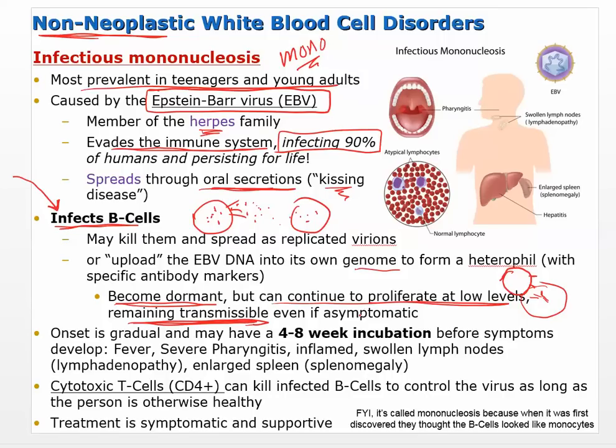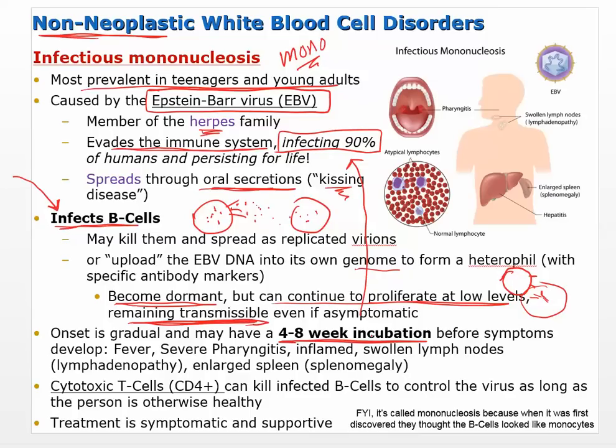Even if you're asymptomatic, even if you never even knew you had it, you can still spread it. And that again goes back to 90% of people are infected. So you may have been infected by someone who didn't know they were infected. Okay? And as long as your immune system is healthy, it's not going to make any difference. Okay, so onset is gradual, may have a 4 to 8 week incubation period. That's a long time. Okay, that's a long incubation period, and you can be infectious even before symptoms develop.